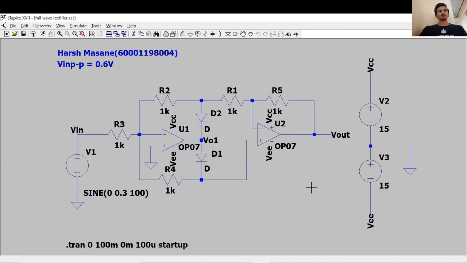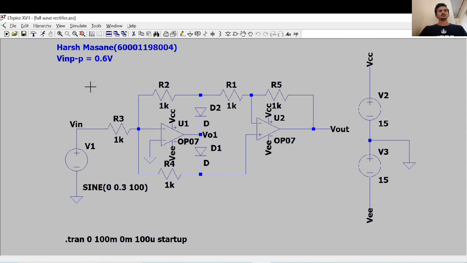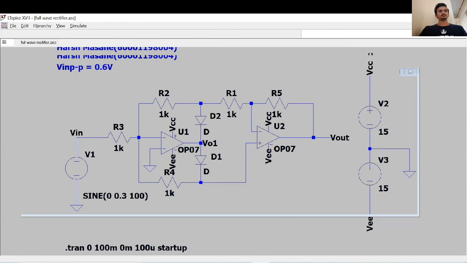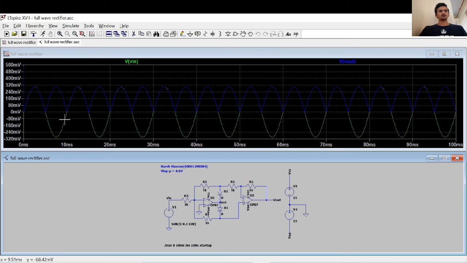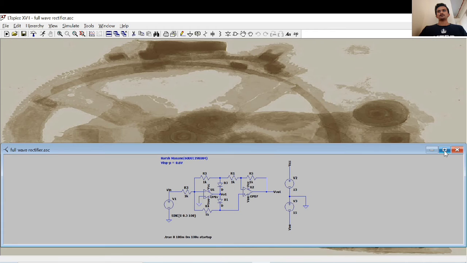So this is my full wave rectifier. Similarly, I am giving 0.6 volt peak to peak. So now let's simulate it. So this is my input signal and this is my output. As you can see, we get full wave rectification at the output. So at the positive cycle we get the positive cycle, and also at the negative cycle we get the positive cycle at the output. So in this fashion we can generate a full wave rectifier.